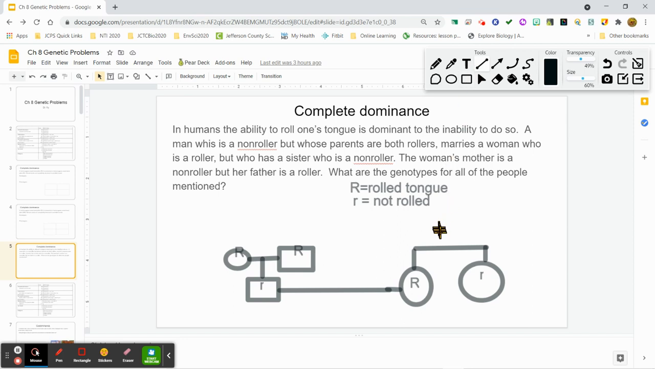Okay. And the woman's mother is a non-roller, but her father is a roller. So the mother is a non-roller, so she is going to be a little r. I'm going to put a circle around her. And the dad is a roller, so he's going to be a capital R.